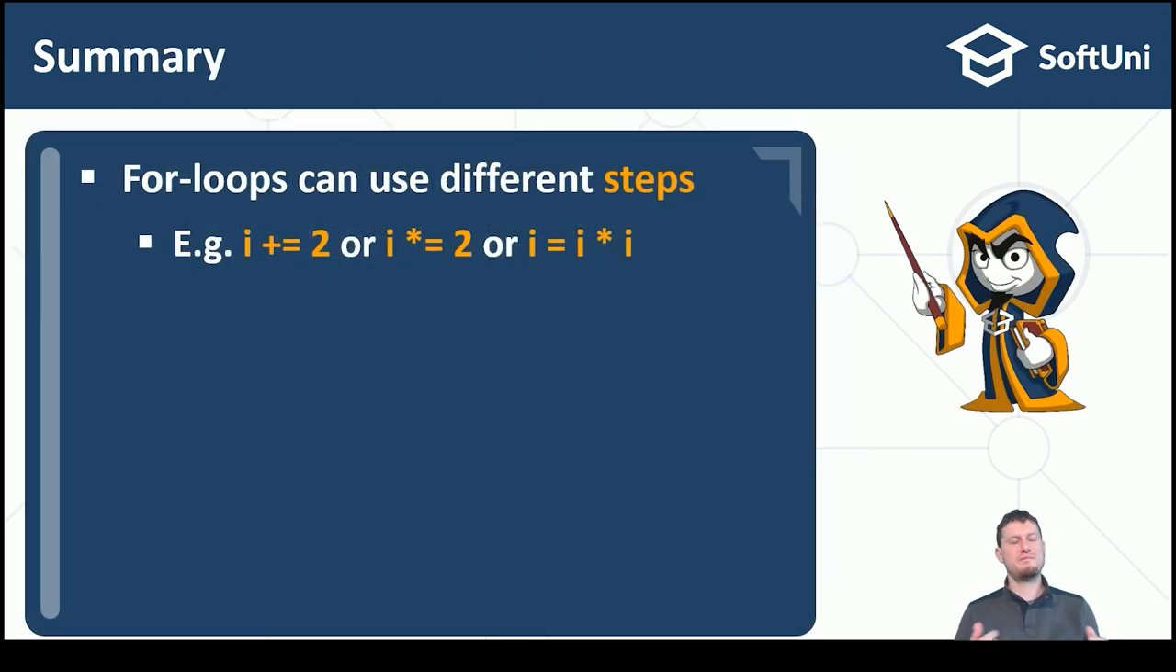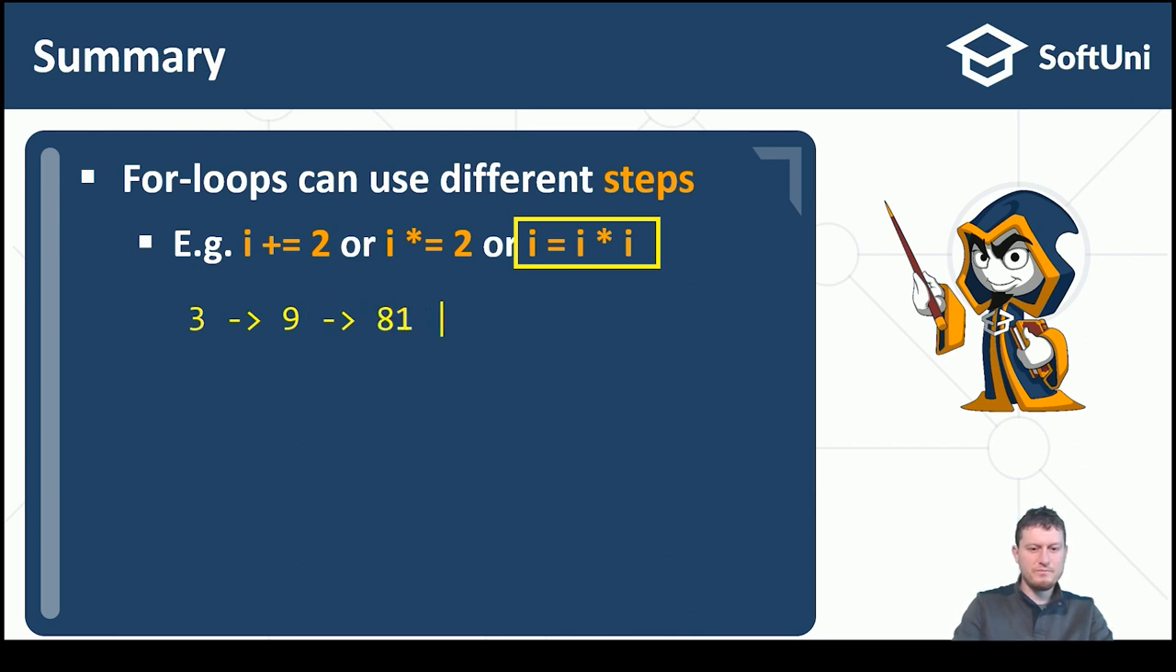Okay, this was the last problem from your exercises and homeworks. So let's summarize what we have learned today in this lesson. We learned that for loops can use different steps, like a step of 2, i plus equal 2, or we multiply the current number by 2 to get the next number, or we can even multiply the current number by itself. So this will generate something like, if for example we start from 3, then 9, then 81, etc. Which is very interesting. So we may have any formula which transforms a certain number to the next number in the loop.